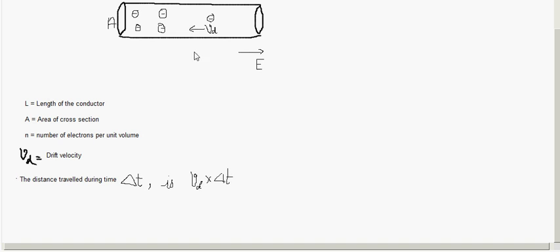Let us say this distance is somewhere here, so this much distance it travels during time delta t, that is Vd into delta t. Now how much is the number of electrons in this portion? So within this length, what is the number of electrons present in the conductor?